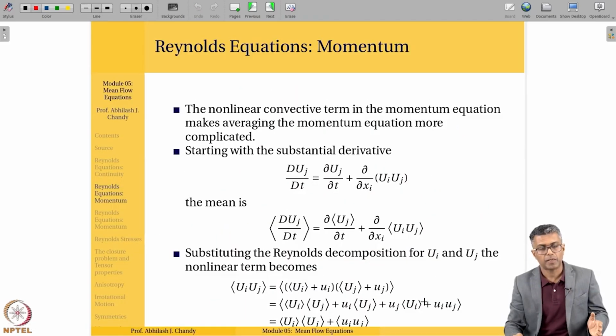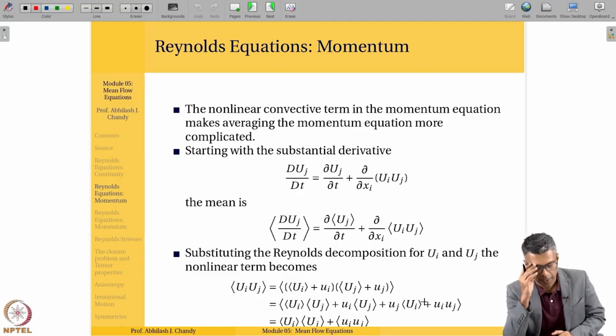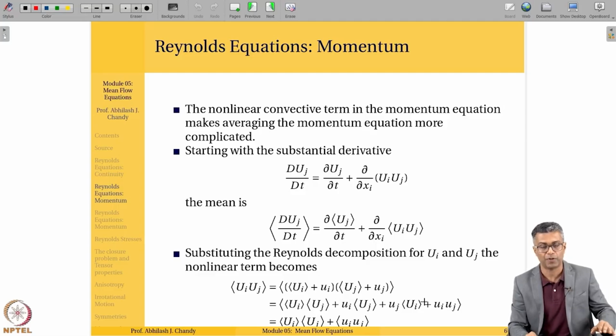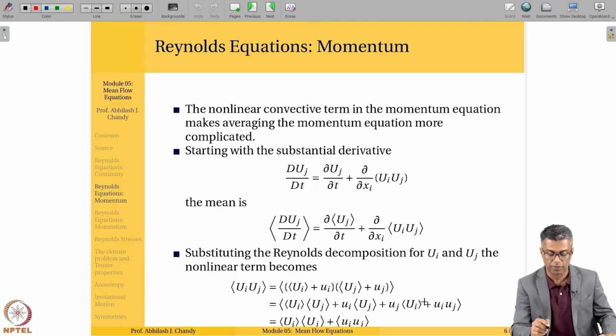Now the continuity is done, let's go into momentum. The momentum equation has one additional complication, the non-linear convective term. So taking the average is not as straightforward as what we saw for the continuity. As a preview for that, let's start by taking the mean of the substantial derivative, because we know that the left hand side of the momentum equation has the substantial derivative there.